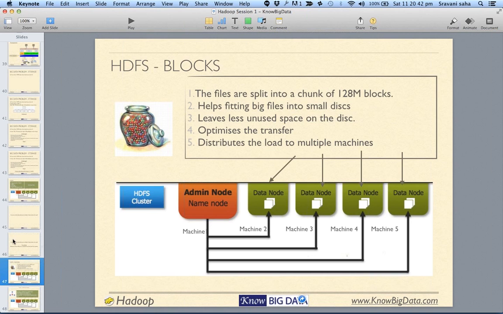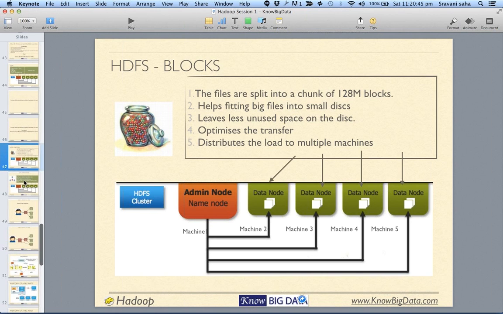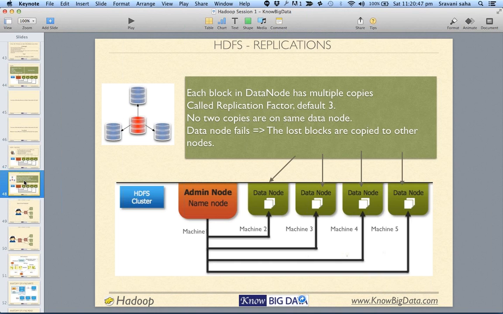So this is how the blocks work. Now further to it, each data node has multiple copies. We talked about a file being broken down into blocks. Each block of the file is replicated multiple times. The replication factor is generally 3, which means each block is copied 3 times, and hence if you are trying to store 100 terabytes, it might take 300 terabytes, but that's a trade-off.